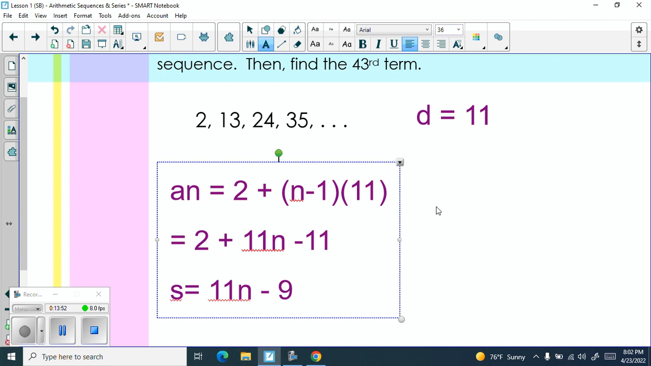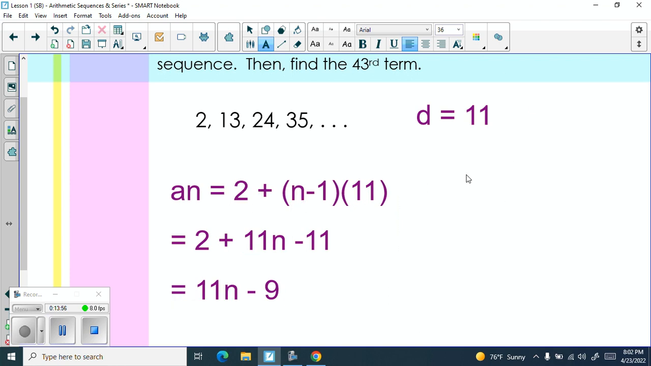And then our 43rd term is going to be 11 times 43 minus 9, which is 464 for our 43rd term.